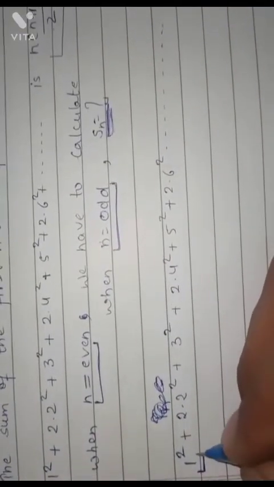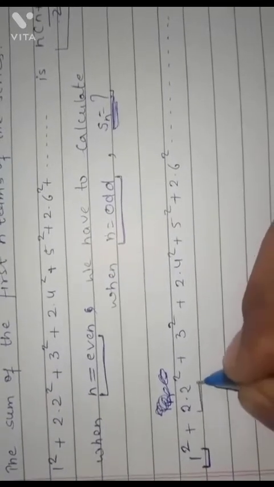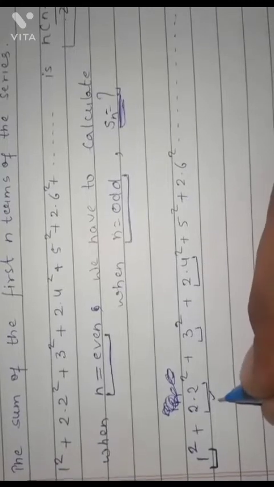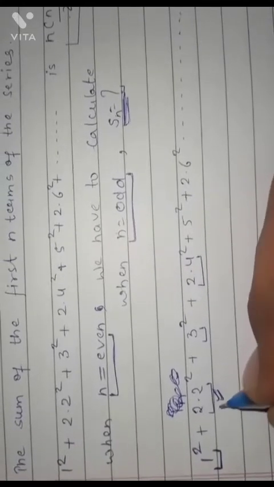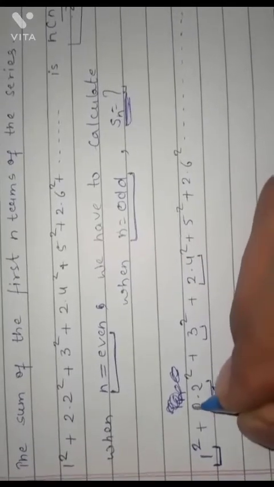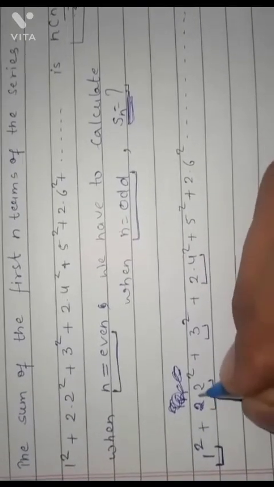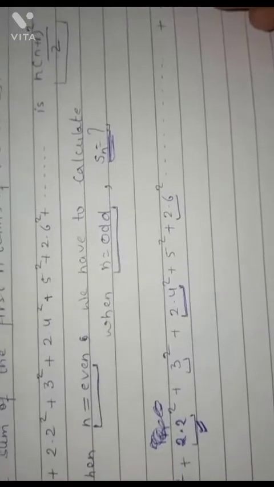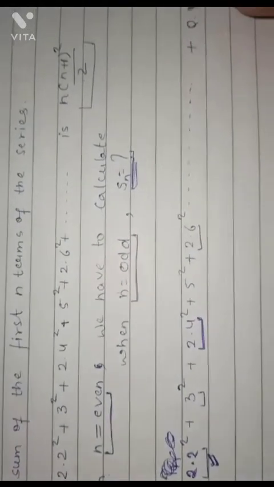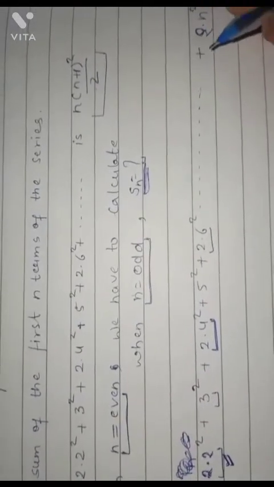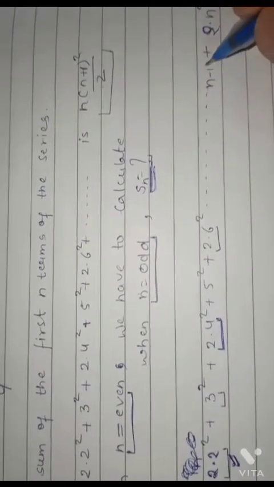This is the first term, this is the second term, this is the third term, fourth term. We observe that when the term number is even, there is an extra multiplication of 2 in that term, here, here and here. So when n is even, the nth term will be 2 into n square. Okay, so the (n minus 1)th term will be (n minus 1) whole square.